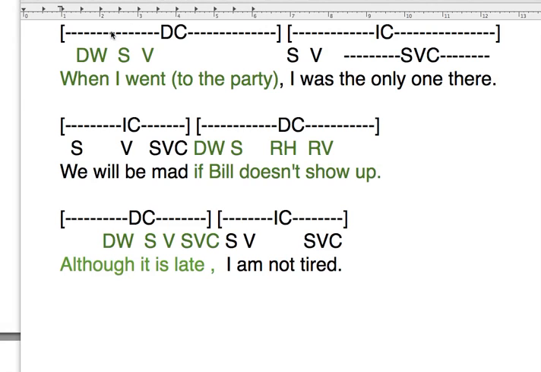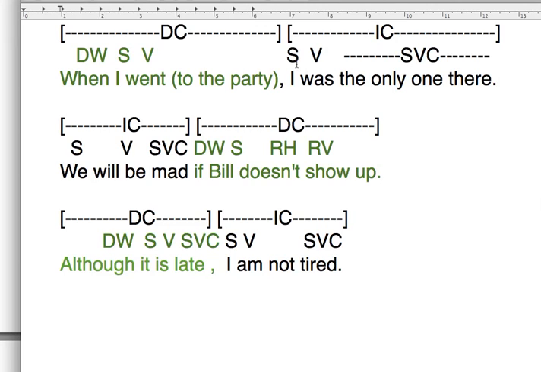These are our sentences from before, our dependent clauses from before, and you can see I've added independent clauses to make them complete sentences. "When I went to the party," couldn't stand on its own, but if we add an independent clause, then it makes sense. When I went to the party, what happened? I was the only one there.